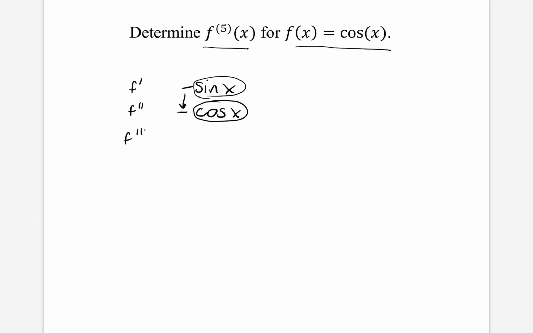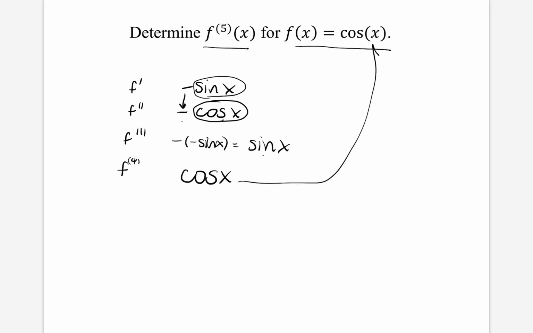What about the third derivative? Well, the third derivative, the derivative of cosine of x, is negative sine x, so we're going to have negative negative sine of x, which is going to be just sine of x. And the fourth derivative, well, if you take the fourth derivative, then we're going to have the derivative of sine of x, which is cosine of x, which is exactly what we started with, right?